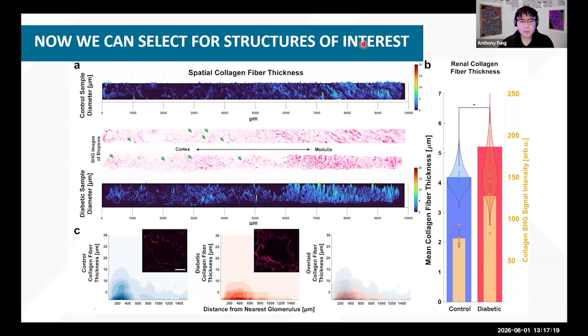But what we found was that when we look specifically relative to the glomeruli, the fiber thicknesses in the diabetic sample, even though they're not generally thicker overall compared to the control, are thicker farther away from the glomeruli in the cortex, which was a new finding for us. This is very interesting.